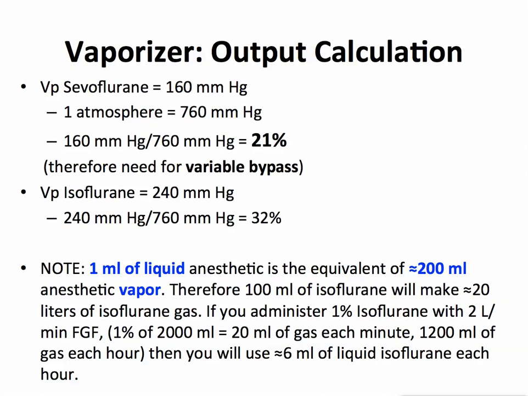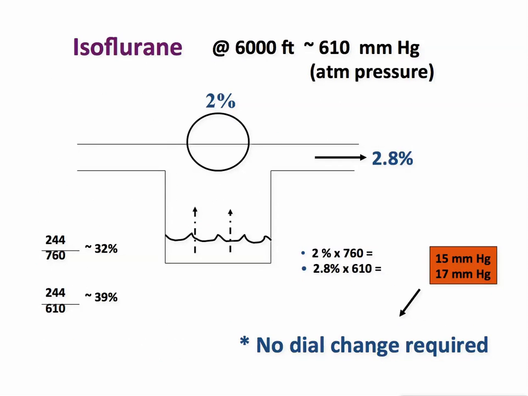1% of 2 liters means that 20 mils of that 2 liters of gas each minute is a volatile anesthetic, and 20 mils each minute times 60 minutes means there's 1,200 mils of gas each hour. Well, divide that by 200 mils of gas for each mil of liquid. 1,200 divided by 200 leaves you with approximately 6 mils of liquid isoflurane that you're using each hour. So if you remember the concept, 1 mil of liquid anesthetic makes about 200 mils of anesthetic vapor. You can have a general idea of how much liquid anesthetic you're using per hour based upon your fresh gas flows.